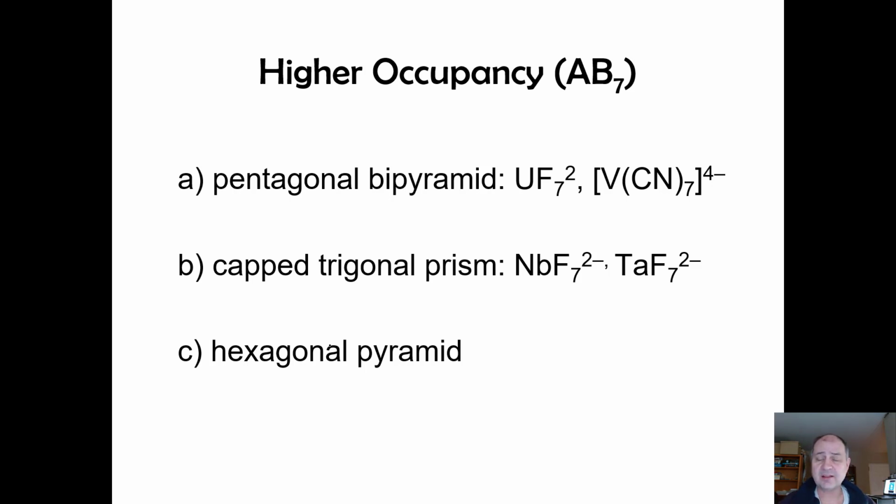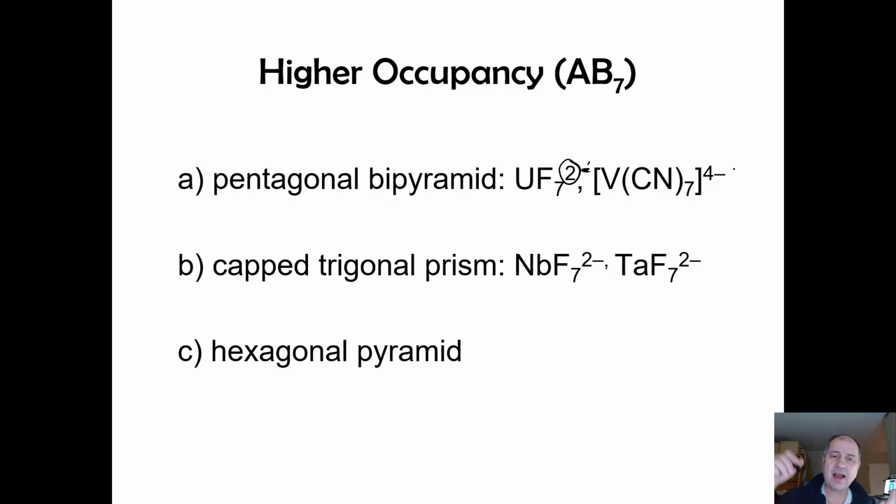I don't think you went past 6, but we can, of course, have shapes that are past, and we have some examples of where we have 7, 8, 9 atoms attached to the central atom. We'll have to have a rather large central atom. Here uranium is pretty large compared to fluorine, so we have 7 fluorines. I guess that would be a negative 2 charge, so that's a typo here. UF7, and then the cyano compound with vanadium here. So anyway, one of the options for AB7 is the pentagonal bipyramid. That one is pretty easy to visualize.